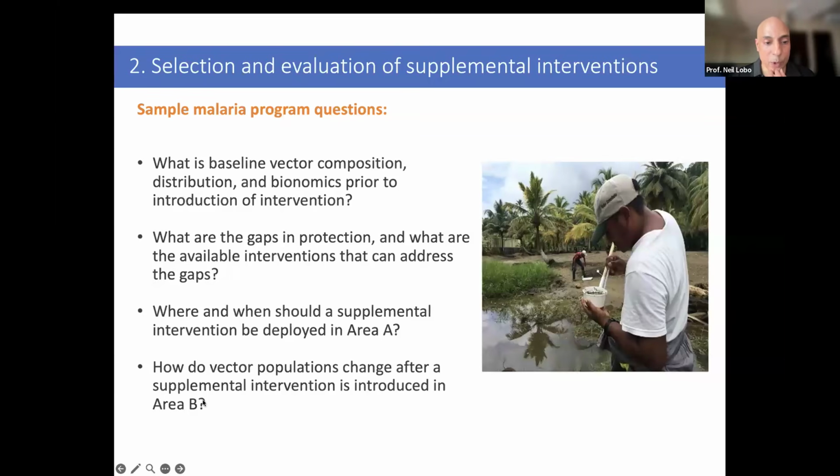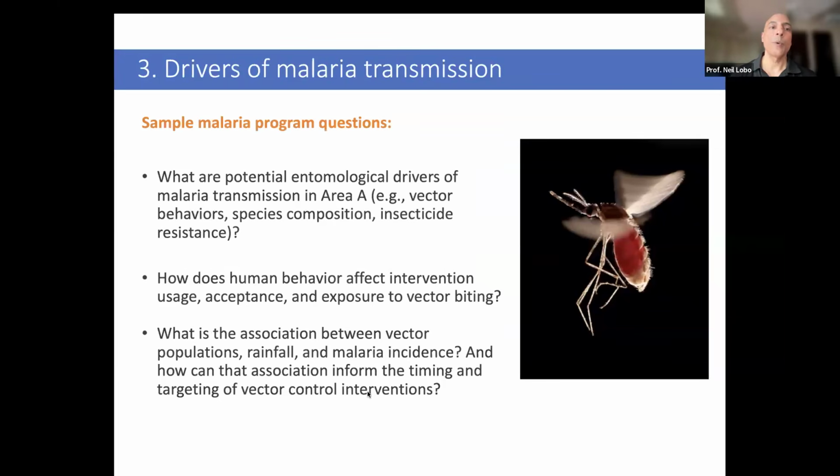And very importantly, when we put in an intervention, how do vector populations change? How do the behaviors change? How does the system respond to your intervention? So here are examples of questions under type 2. When we're looking at drivers of malaria transmission, questions we can ask are, what are the potential entomological drivers of malaria transmission in my area?